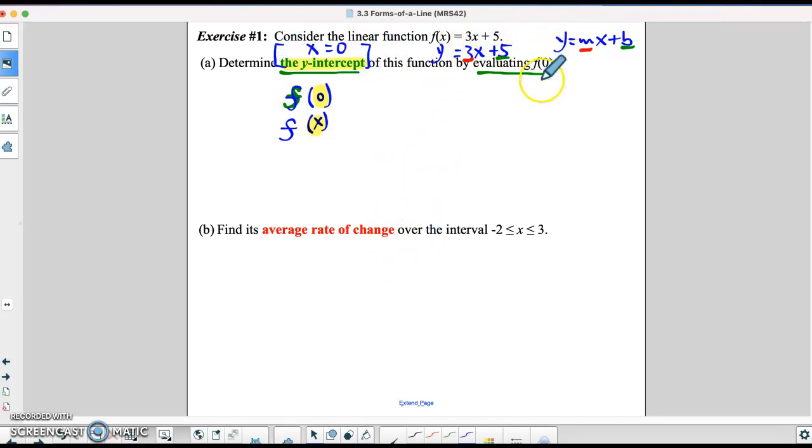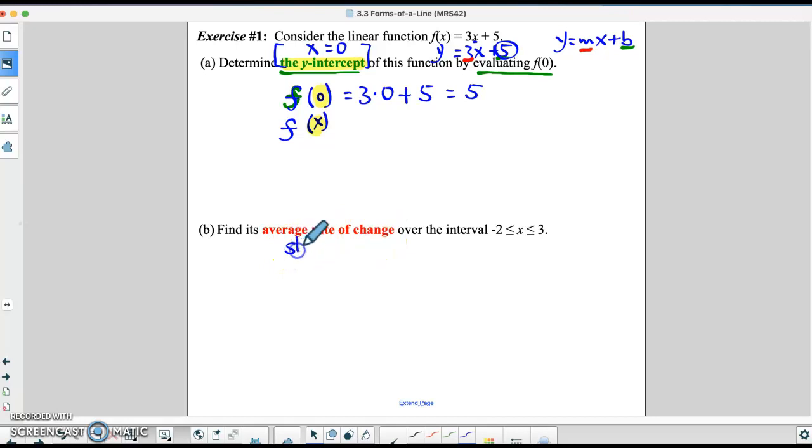So we have the equation. All we need to do is go to the equation and replace the x with 0, because x equals 0: 3 times 0 plus 5. 3 times 0 gives you 0, 0 plus 5 gives you 5. It's actually just the number we identified in the beginning. That is 5, that's a constant.